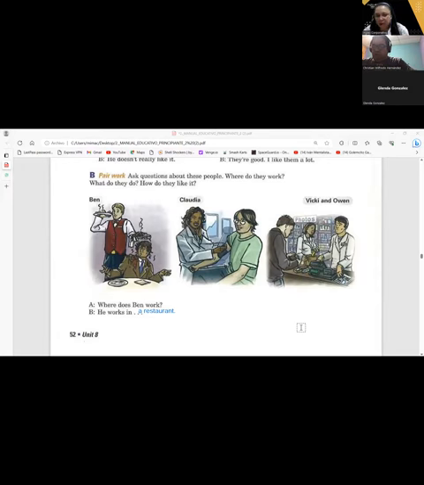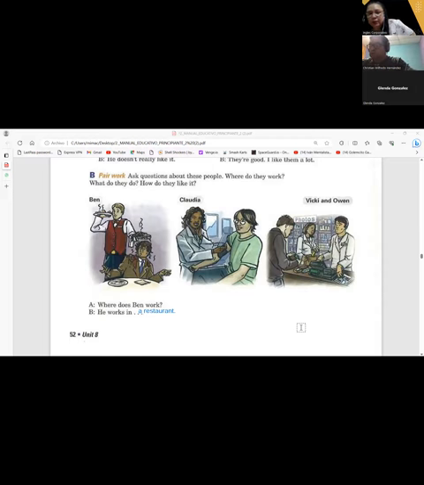Two, where does Claudia work? She worked in hospital. Three, where does Vicky and Owen work? They are in a store. The only thing is that it should be where do Vicky and Owen work, because it is plural, two people. Where do Vicky and Owen work?